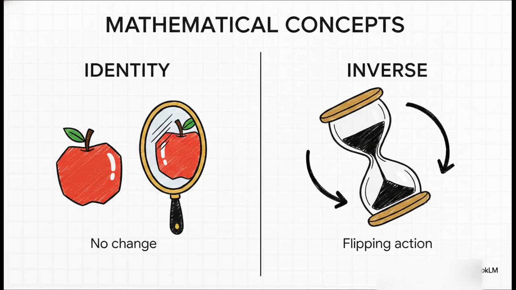And then we have the multiplicative inverse, which you probably know as the reciprocal. This simply means flipping the fraction upside down. If you have 3/5, the reciprocal is 5/3. Multiply them together, and the product is always exactly 1. In fact, dividing by a rational number is actually just multiplying by its reciprocal. It's a fantastic little shortcut.